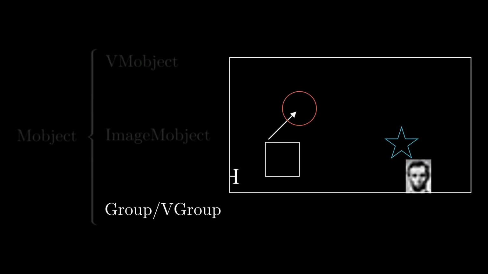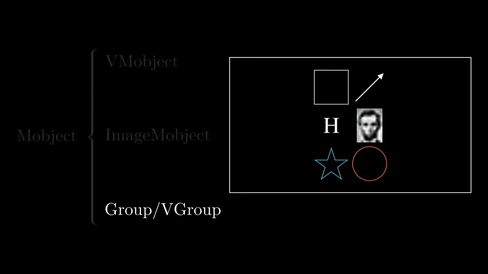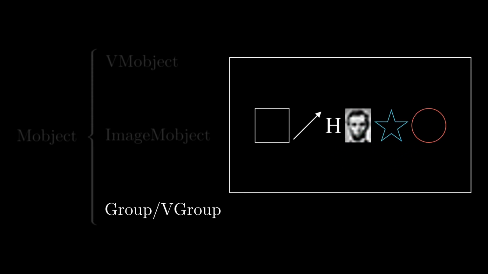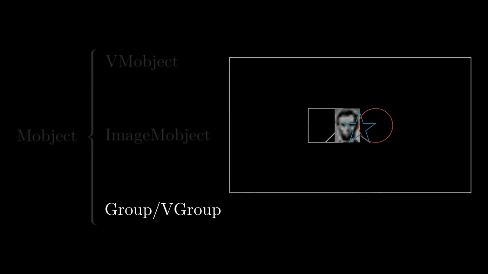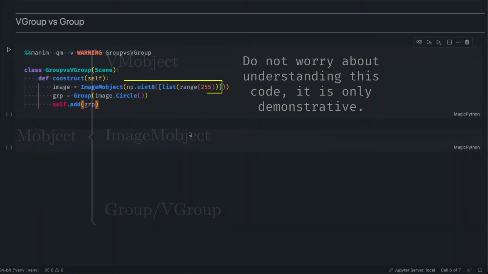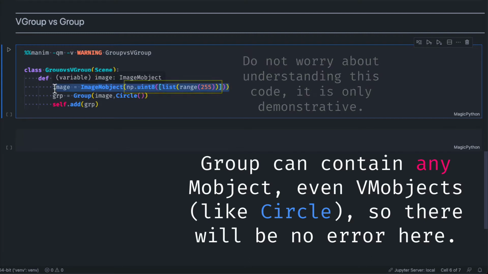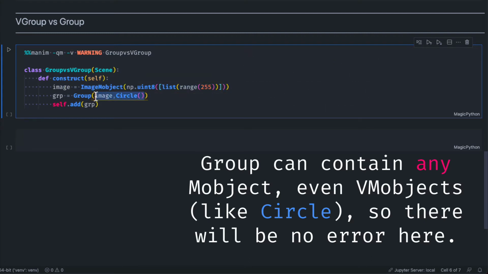Groups are containers for MObjects. We generally use them to arrange or style a set of MObjects more quickly. We will study them in more depth in Chapter 7. While a group can be a container of any type of MObject, in a vgroup you can only put VMObjects or descendants of VMObjects, like texts or SVGs. If you try to put an MObject in a vgroup, then Manim will throw you an error, since MObject is not a descendant of VMObject.